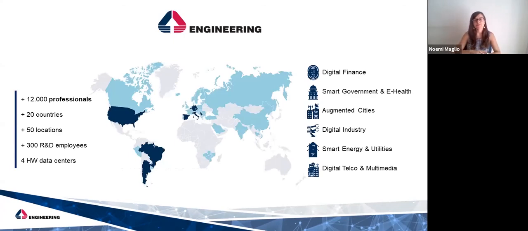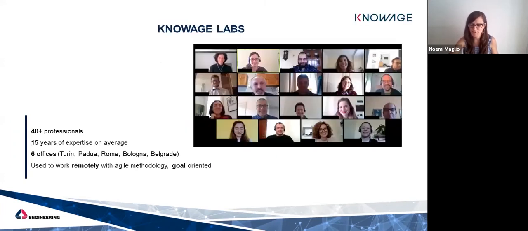In this slide, you can see how Engineering Group is a very huge organization. We are the IT leader provider in Italy, and we count more than 12,000 employees spread all over the world. We operate in digital transformation, and we also have 4 hardware data centers in Italy, and more than 300 employees working in the R&D department. And this is us. One of the many platforms and products that we provide at Engineering is called Knowage, and this is our team.